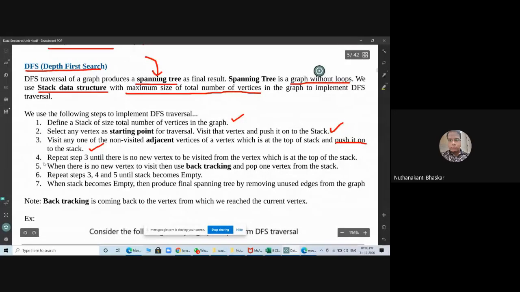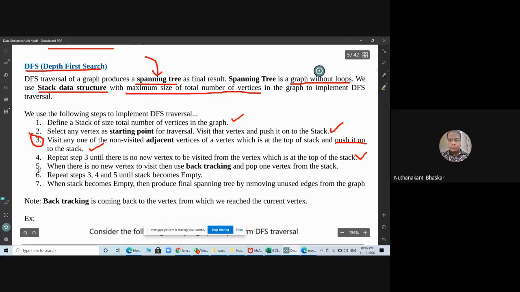Now coming to the fourth step, repeat step 3. This step is very important. Repeat step 3 until there is no new vertex to be visited from the vertex which is at the top of the stack. Here you have to repeat the third step continuously until there is no node to visit, because all nodes are already visited. Then we need to stop the processing of the third step. Otherwise, you need to execute this third step. Understand?